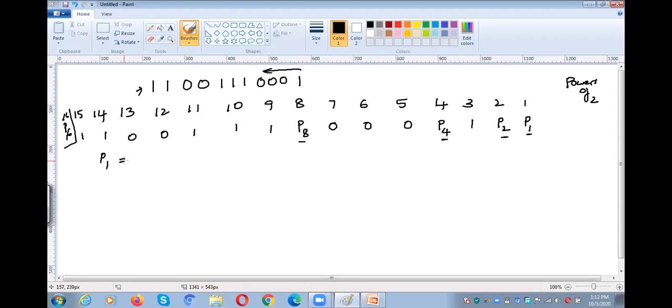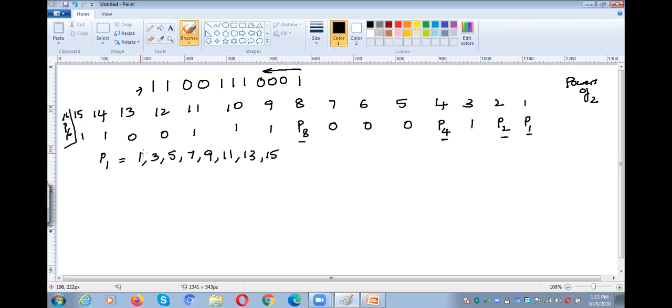So how can we calculate? For P1, you need to consider the positions like 1. You need to consider 1 and leave one position. Consider 3, consider one position, leave one position. Like that you need to consider 1, leave 2. Consider 3, leave 4. Consider 5, leave 6. Consider 7, leave 8. Consider 9, leave 10. Like that, you need to note it down up to 15 positions. Why? Because we have only 15 positions.